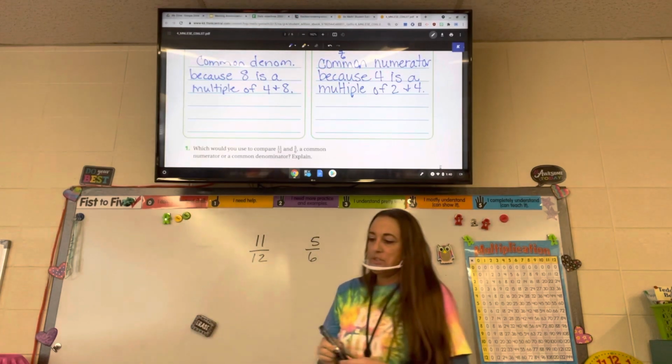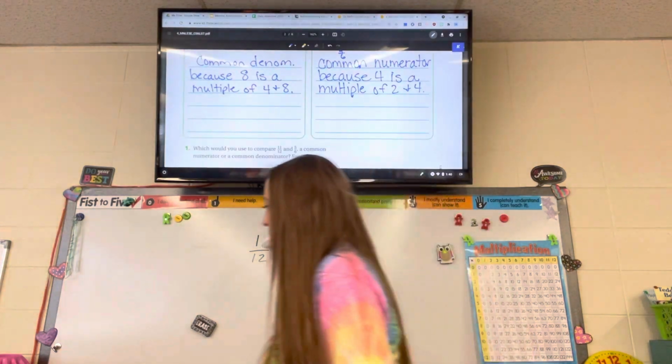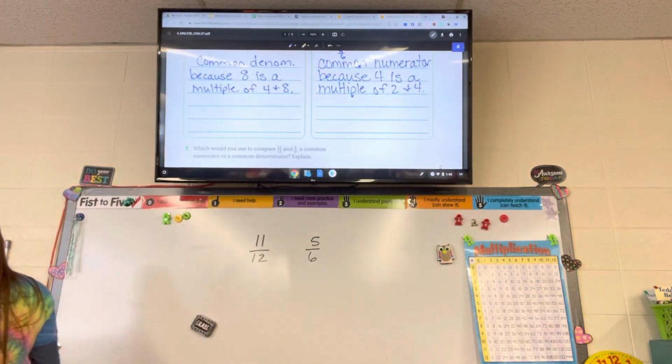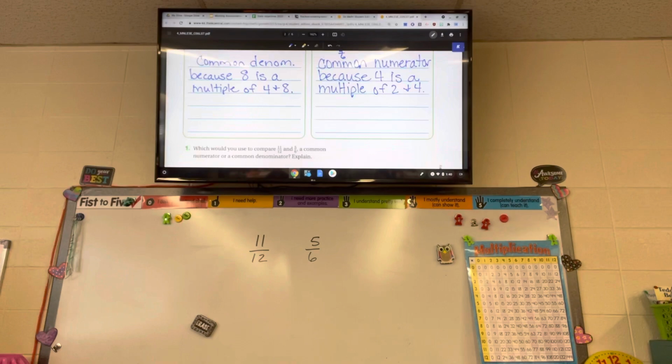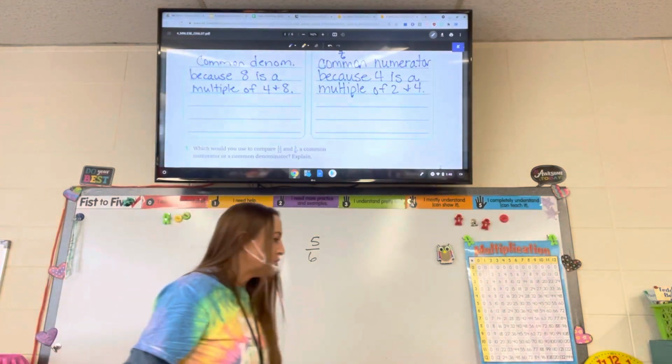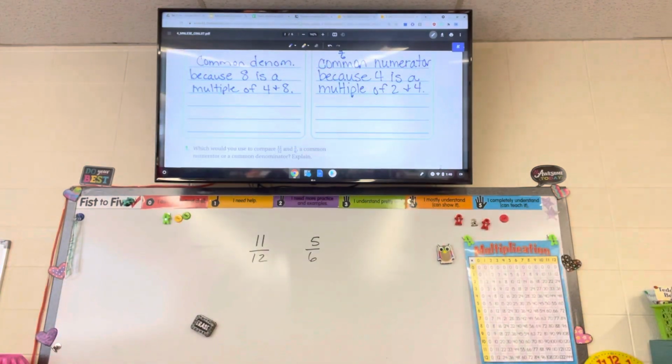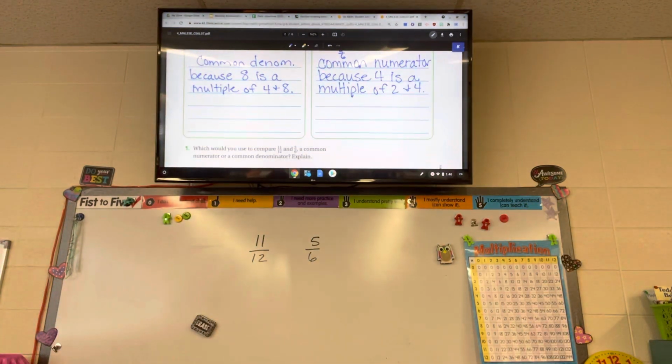Okay, look at those two fractions. I want you guys to talk over with the people sitting near you and figure out whether you would use common numerators or common denominators. You can do 6.